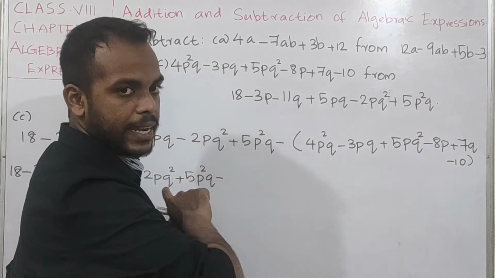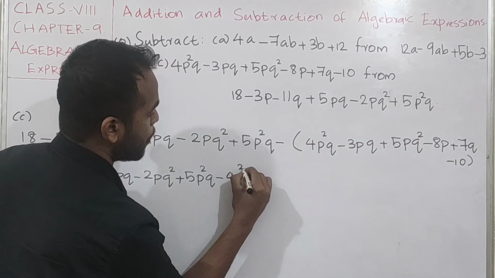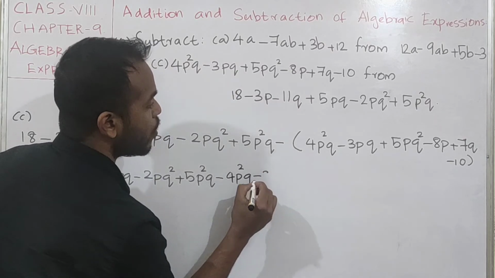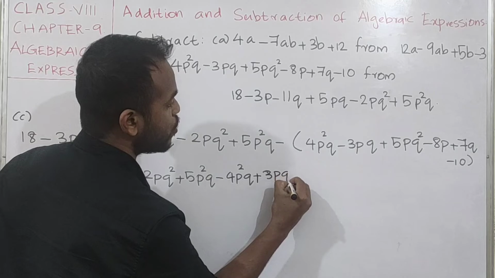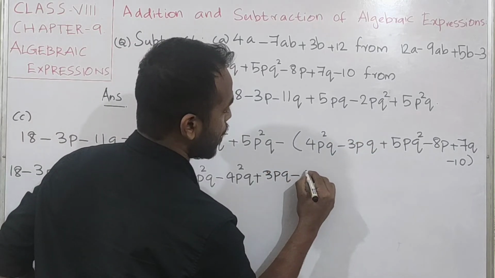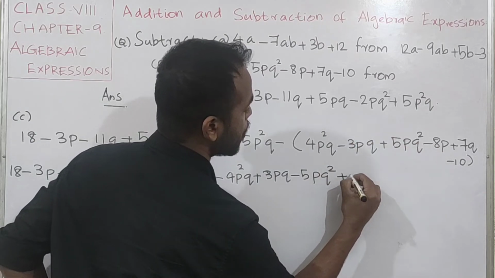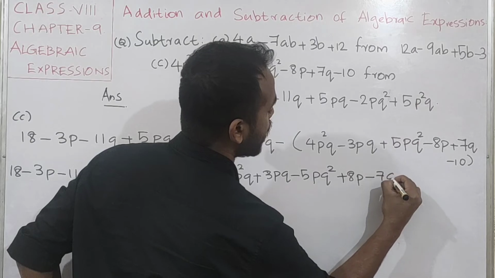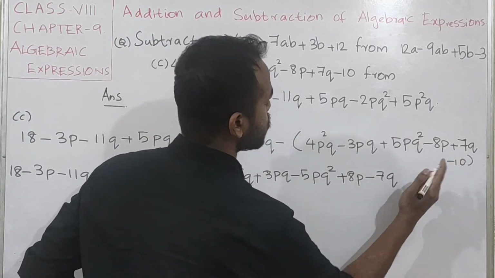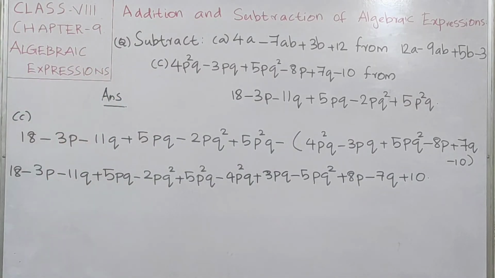I am going to change the bracket by multiplying this negative symbol throughout. So minus 4p square q minus. Okay, what happens to this minus and this minus? It will become plus 3pq, then minus into plus, minus 5pq square. This minus and this minus become plus 8p. This minus and plus 7q will become minus 7q, and this minus and this minus 10 will become plus 10. Now the next job is to group the like terms together.